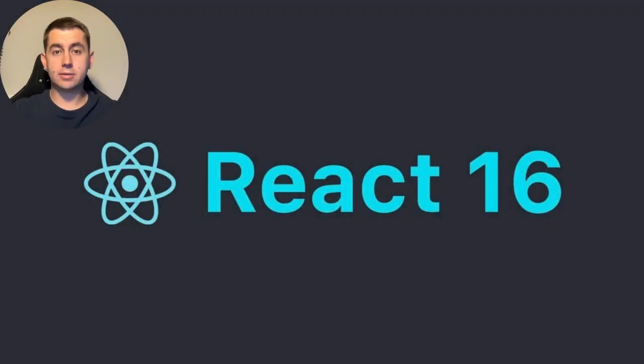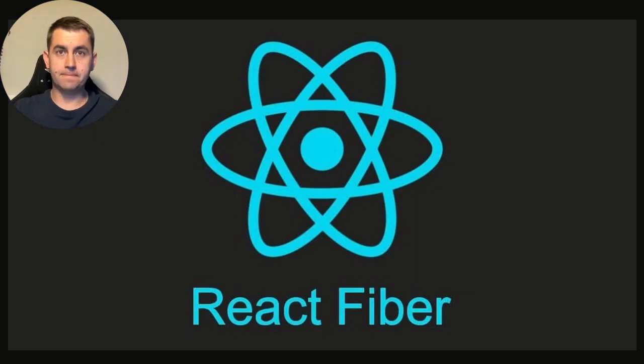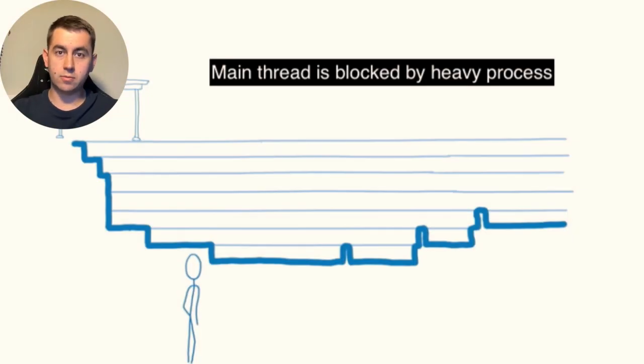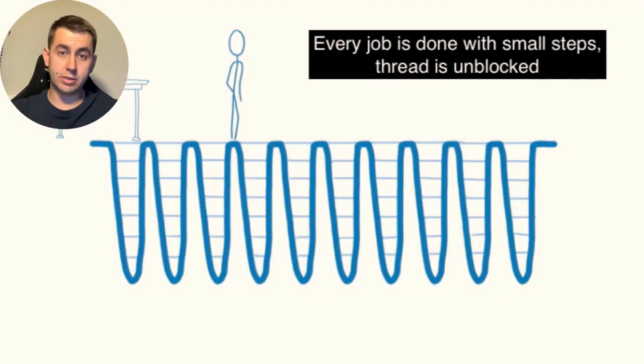Then came React 16, and this was a major shift. React introduced a new rendering engine, Fiber. Before Fiber, rendering was synchronous. That means that React would block the main thread. With Fiber, React became much smarter. It could pause work, prioritize updates, and handle complex UIs more efficiently. This was the moment React started becoming more than just a simple library.